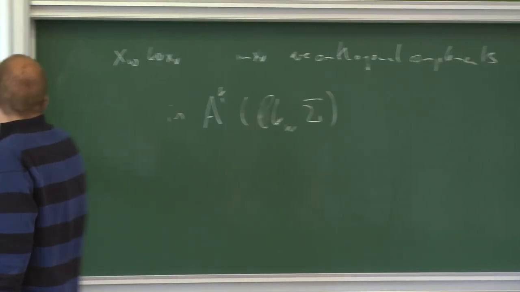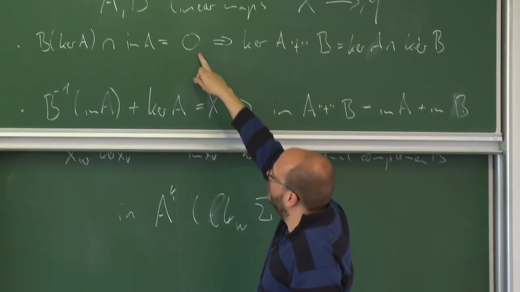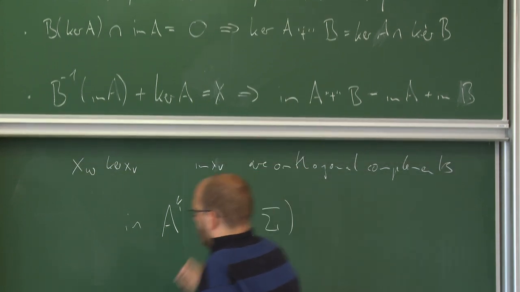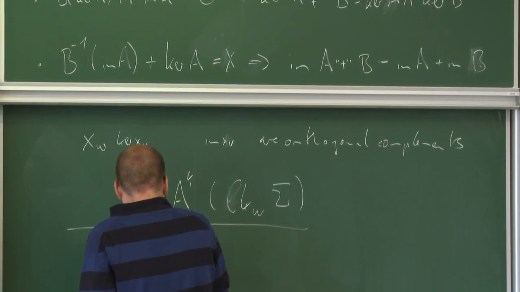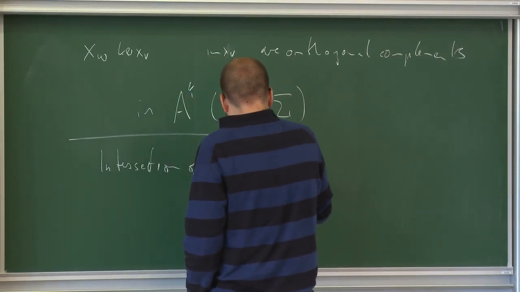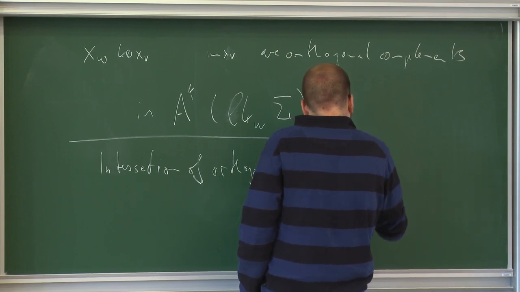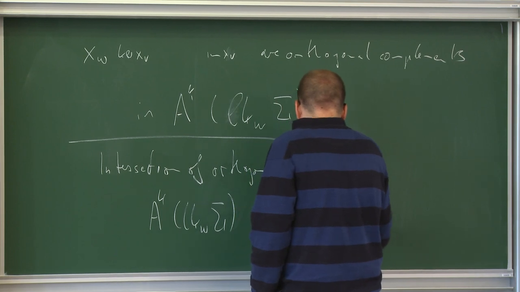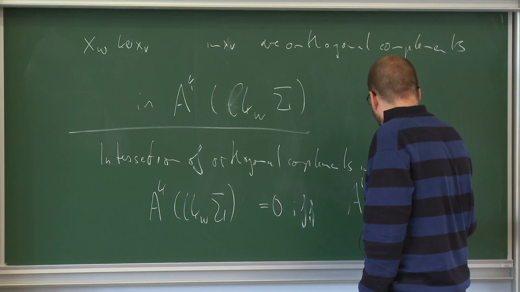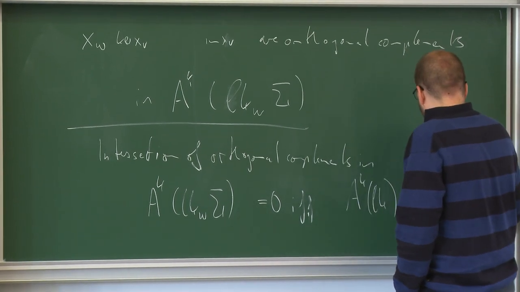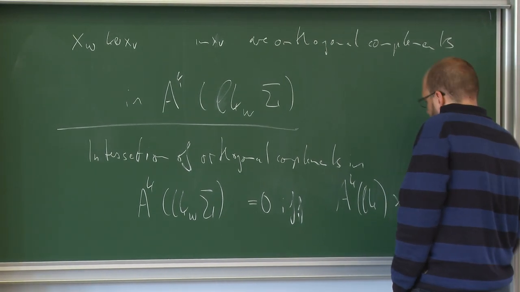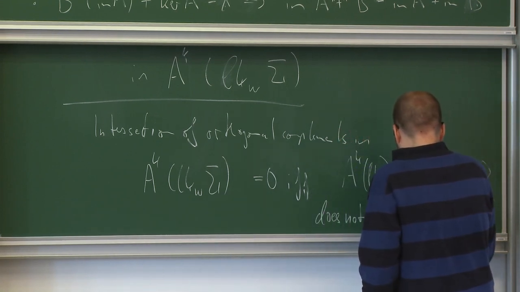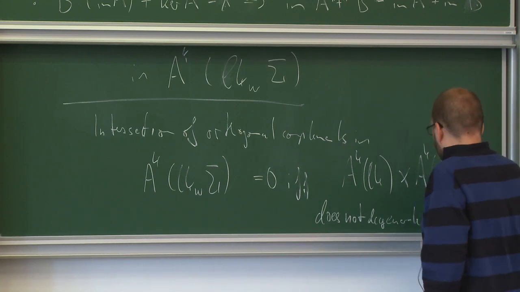Now let's go back to the criterion that I wanted to verify. Conveniently, it is here: the intersection should be zero. I have orthogonal complements. When is the intersection of orthogonal complements zero? The intersection of orthogonal complements in A^k of the link of w in sigma is zero if and only if the Poincaré pairing A^k of the link times A^k of the link to the field K does not degenerate, on either of them.